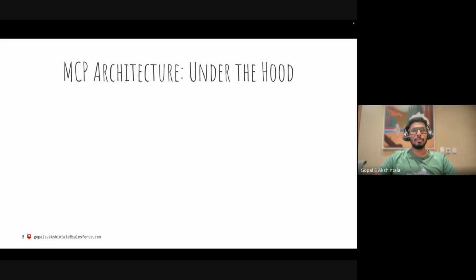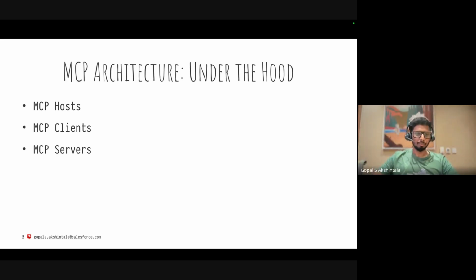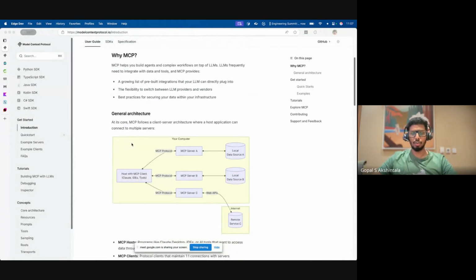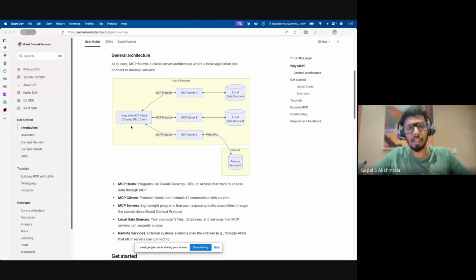And the MCP architecture, the best part I love about it is that it's very simple and elegant, right? That's the part that makes it easy to understand and implement. So it has mainly three parts: hosts, clients, and servers. I'll just quickly go to their website to show you the diagram. So the host is the LLM, and the client is the middleman between the LLM and your server.